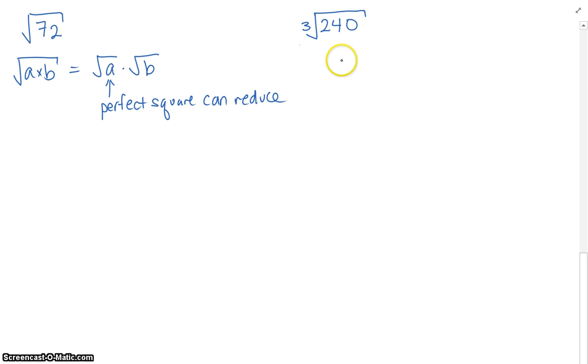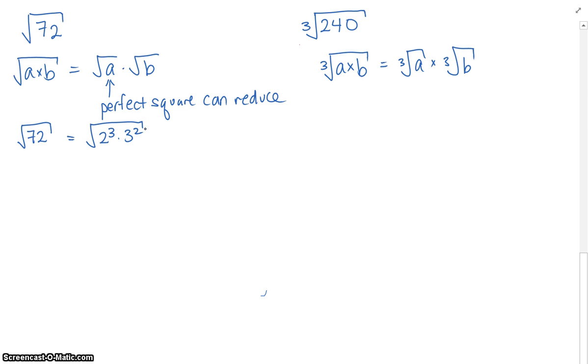Same idea in the cubes, we'd be looking at something that's a perfect cube that can then reduce. Same property holds, except now we're considering finding perfect cubes versus finding perfect squares. So if we look at the example of the square root of 72, we already know our prime factorization for 72, which is 2 to the 3 by 3 squared.